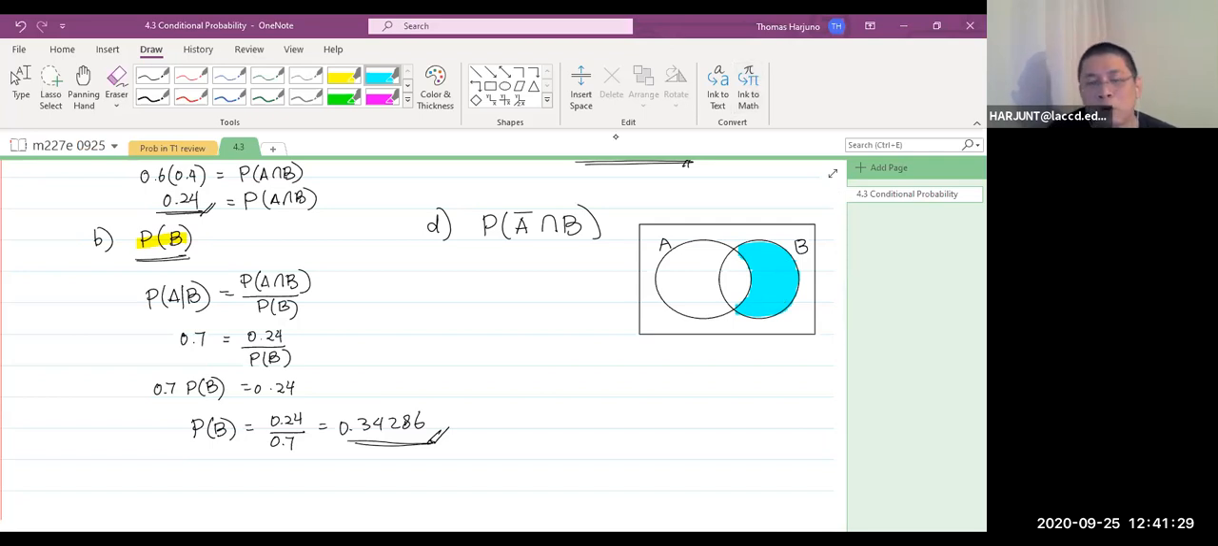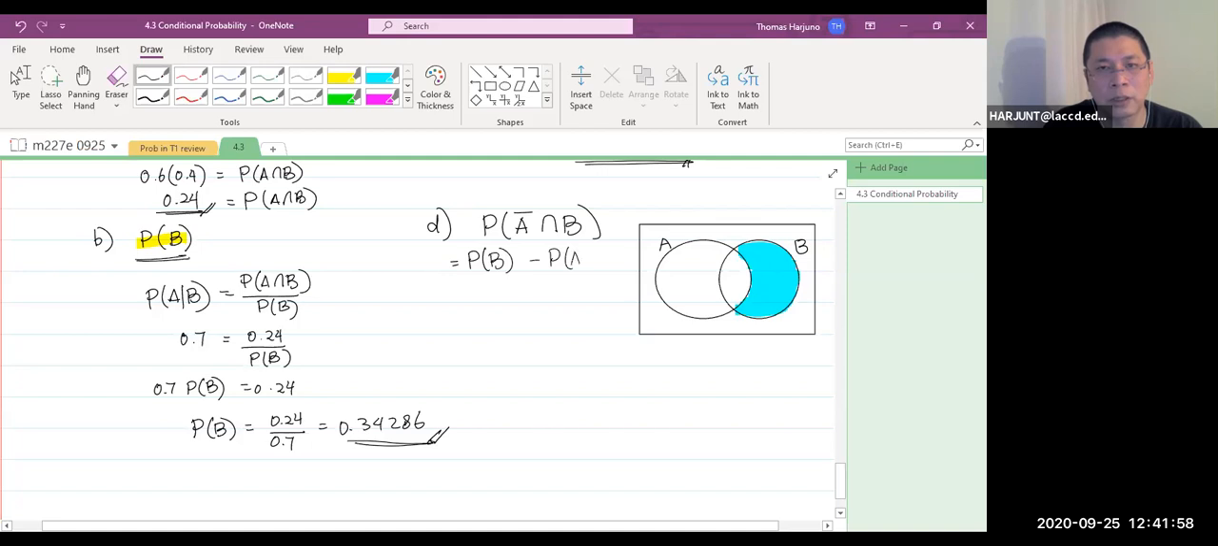Now the thing is, how do we come up with the formula for this? What we can do is, you grab the whole B first, and then subtract the intersection out. So we can say this is equal to the probability of B minus the probability of A intersection B. Does it make sense?